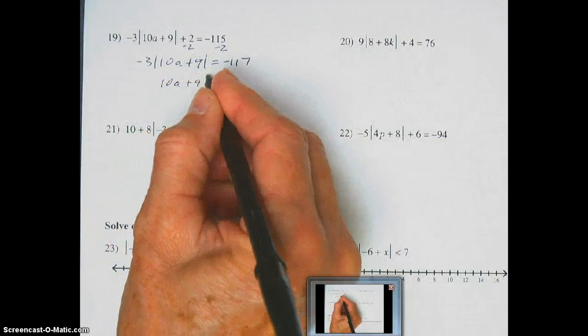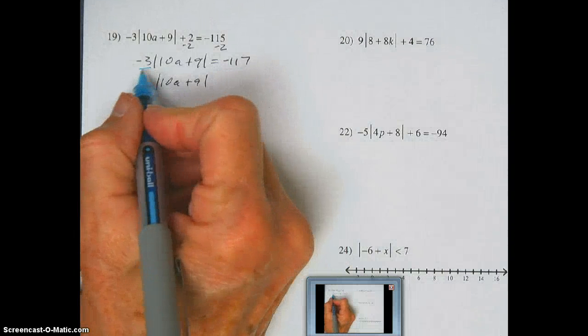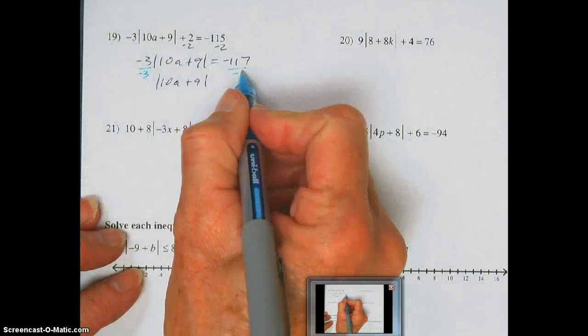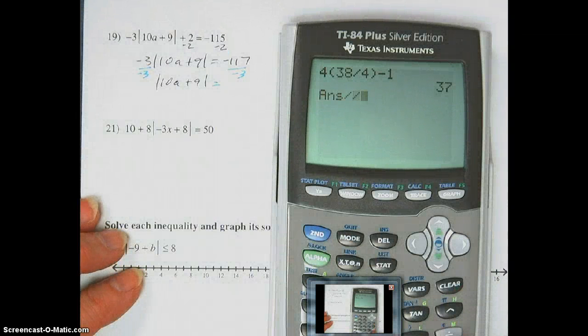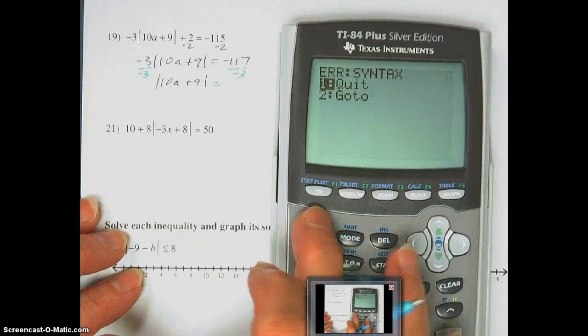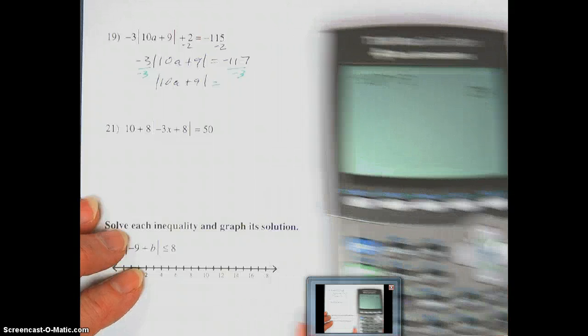I haven't done anything with the absolute value yet, but let's take that coefficient on the outside, and since I'm multiplying, let's do the opposite. So we'll divide both sides by that negative 3. Divide by -3. How about if I punch in -117 divided by -3? I'll get a positive 39.